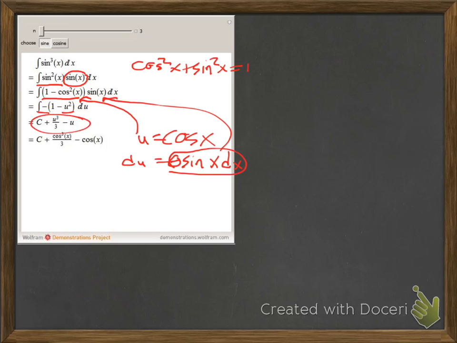And here you can see the results of that. Don't forget c. And then when you put u back in, of course, u being cosine of x, you can just get cosine cubed over 3 minus cosine of x. So very clean, very cool. Now let me show you a little more complicated one.